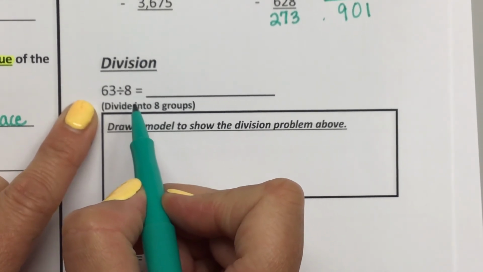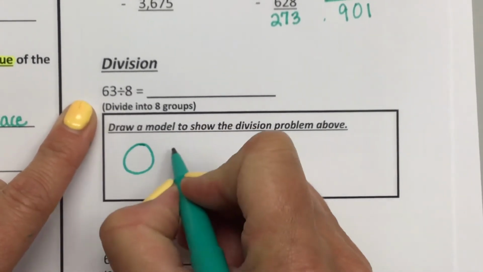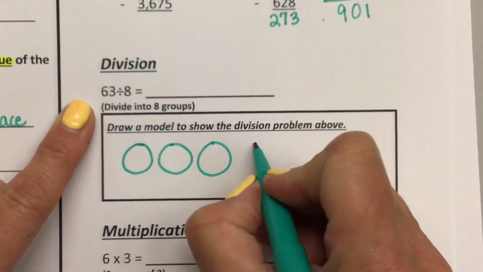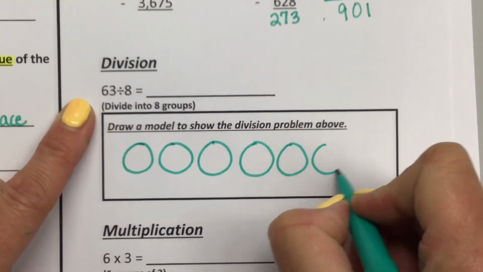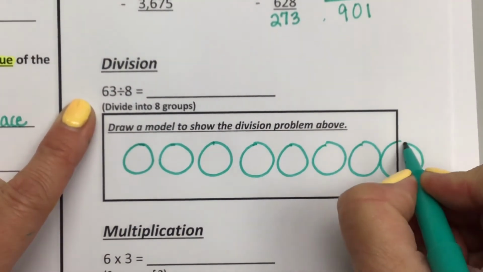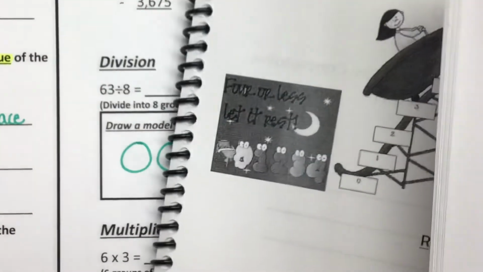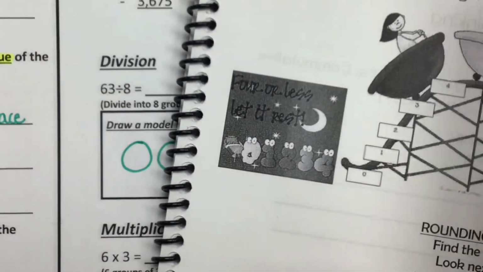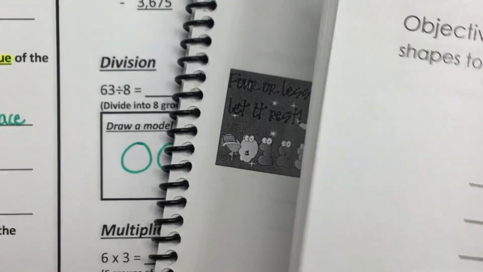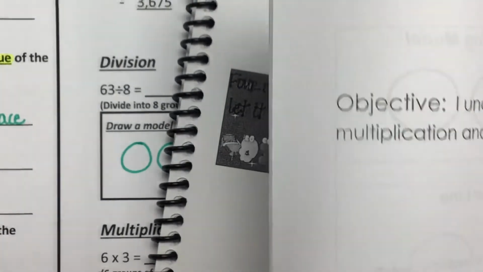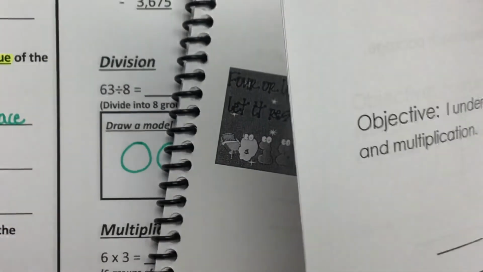63 divided by 8. You need to show 8 equal groups. Okay? Then you can get in your math journal, and if you don't know your math facts that well, it is back here. Do you write a dot in each box until you get to 60? You can, except the problem with that is you're going to have a remainder. You're going to have some left over.